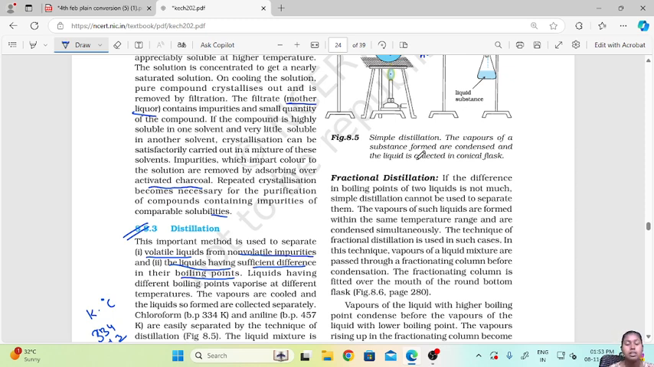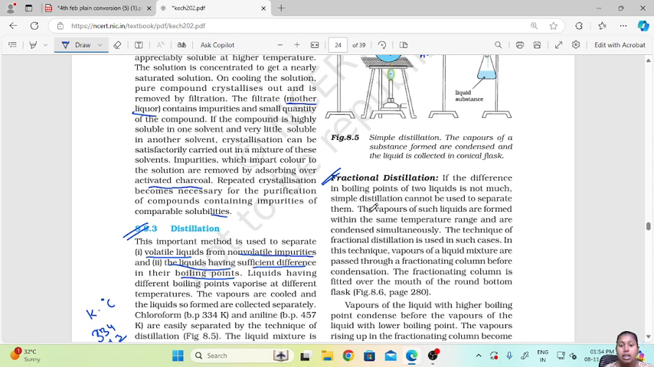Next one is the fractional distillation. Okay, if the difference in boiling point of two liquids is not much, simple distillation cannot be used to separate them. Okay. Now, simple distillation we can use when there is a vast difference between the boiling points of the two liquids. Okay. But if the boiling points of two liquids are very close to each other, in that case, you can't use the simple distillation technique, because if you use it, both the solutions will start vaporizing at the same temperature or nearly the same temperature. At least not completely, but partially it will vaporize.